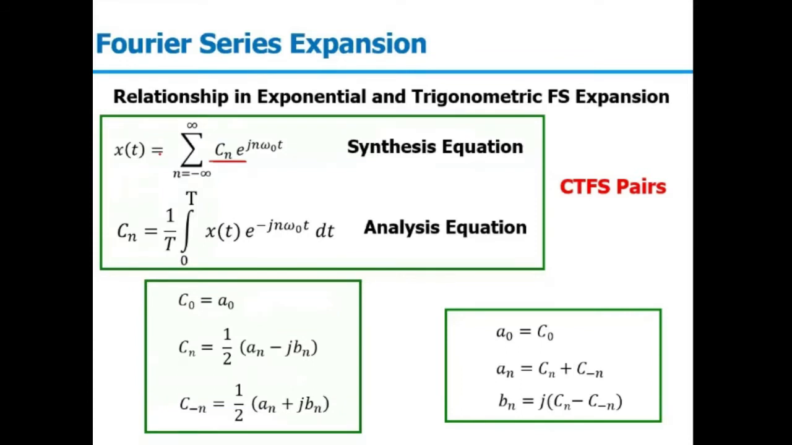Otherwise, if you are given a complex Fourier series expansion and you need to find a trigonometrical Fourier series expansion, then you simply need to calculate the values of A naught, An and Bn from the given C naught and Cn values, and then you will use our original trigonometrical Fourier series expansion, that is A naught plus summation n equal to 1 to infinity An cos n omega naught t plus Bn sin n omega naught t. There you will put the values of A naught, An and Bn, and you can convert this exponential Fourier series expansion into the corresponding trigonometrical Fourier series expansion.